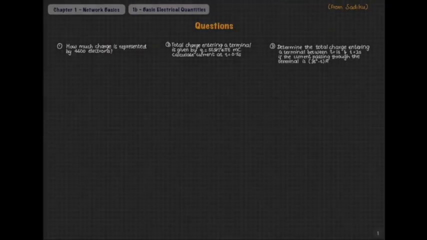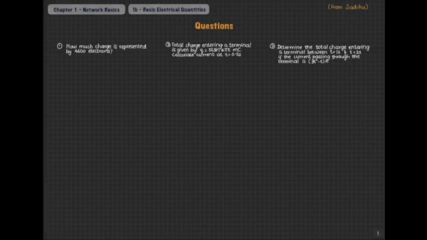Now let's look into some of the questions. The first is, how much charge is represented by 4600 electrons. We know that the charge is equal to the number of electrons times the charge on a single electron, which is 4600 times 1.6 into 10 power minus 19 coulomb. You can compute this. This is the amount of charge represented by 4600 electrons. We should also be careful that the charge on an electron is negative, so we essentially need to have a negative value of coulomb.